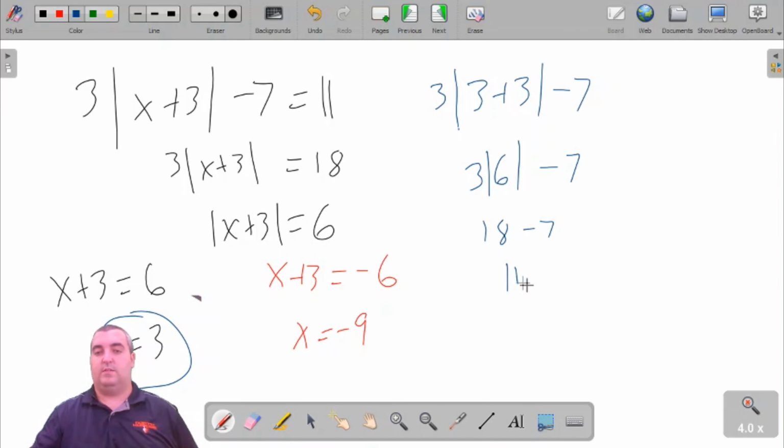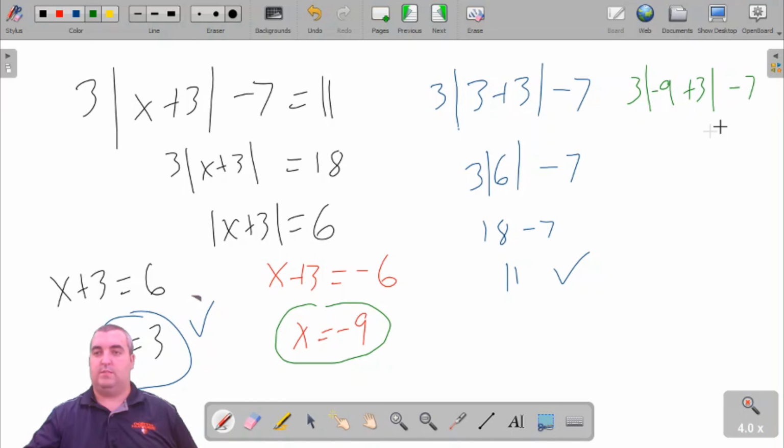18 minus 7 is 11. So this one works. Let's try the -9. So with -9, let's do it right over here on this edge. 3 times -9 plus 3 minus 7. That's going to be 3 times the absolute value of -6. And hey, absolute value of -6 is 6. 6 times 3 is 18. 18 minus 7 is 11. So both answers work. Awesome.